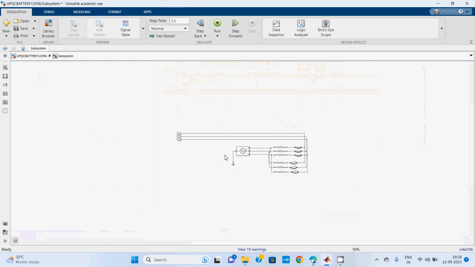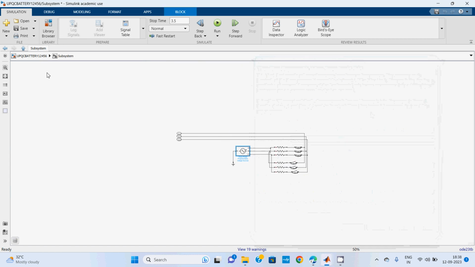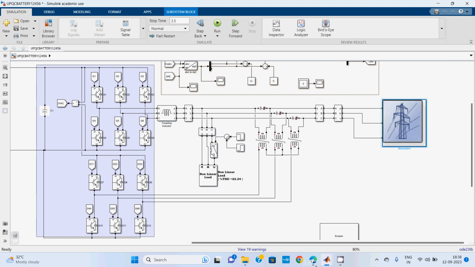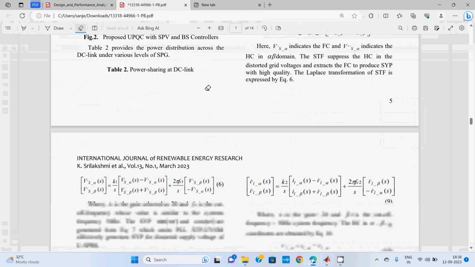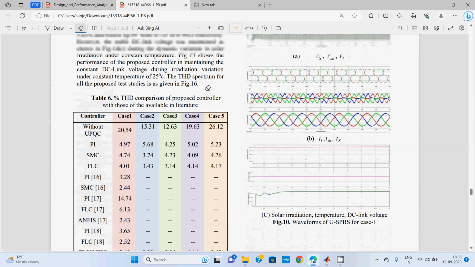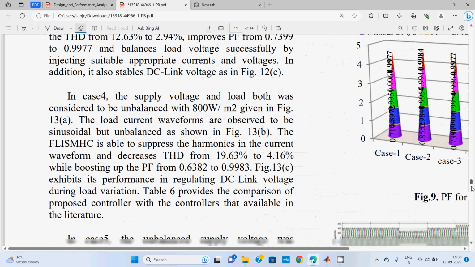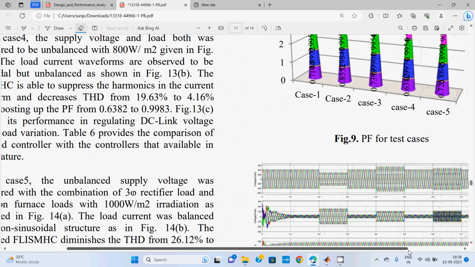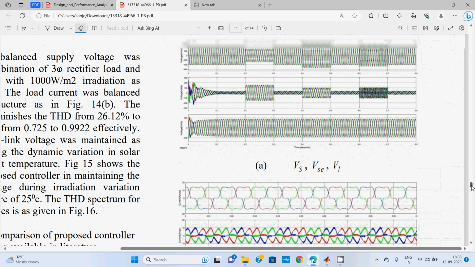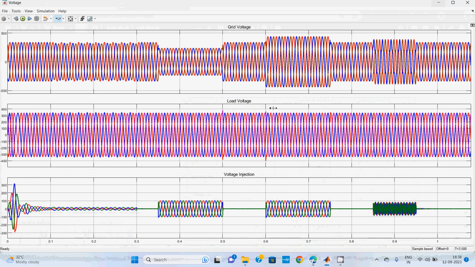On the grid side, I am taking voltage sag, swell, and harmonics, with imbalances also. This case is already shown in this diagram. So they take voltage sag, swell, and harmonics in this case. For that purpose, I am taking all these cases. This is the voltage sag and swell with the harmonics. In the same manner, I am taking the voltage sag, swell, and harmonics. So this is sag, swell, and the harmonics.